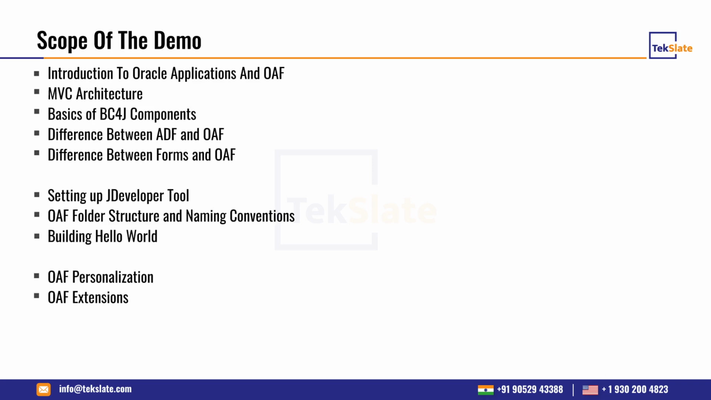In this demo, we will go through the scope: an introduction to OAF, the MVC architecture of OAF, and the basics of BC4J. BC4J means Business Components for Java. So what are the Business Components for Java? We'll discuss that, and the difference between ADF, OAF, and Forms. Setting up the JDeveloper tool, how we can download and set it up, and the naming structure of the folders and naming conventions, how the folder structures will be in JDeveloper, and we'll build a Hello World page as well as personalizations and extensions.